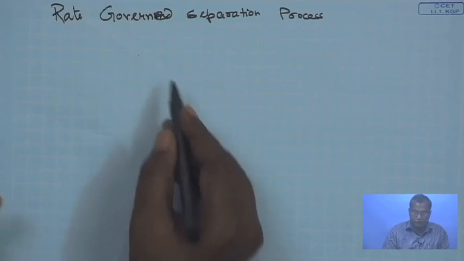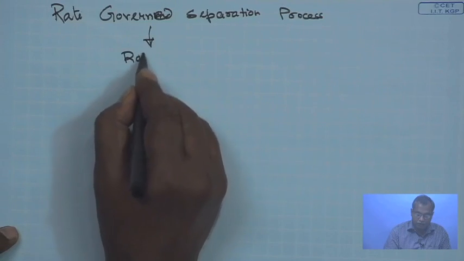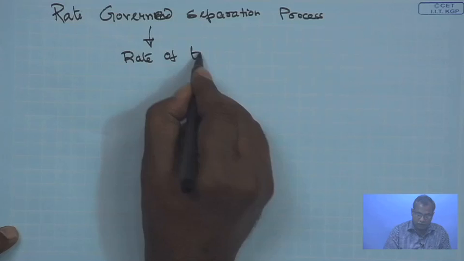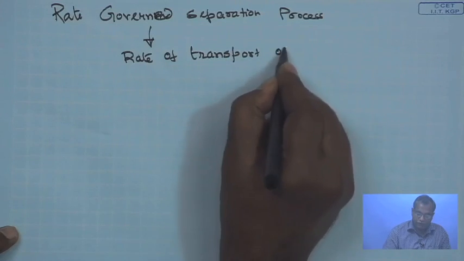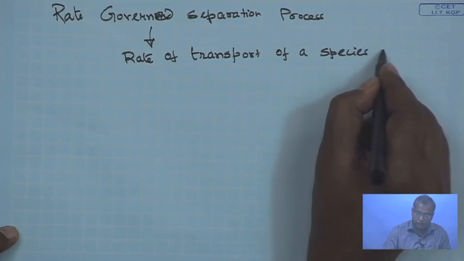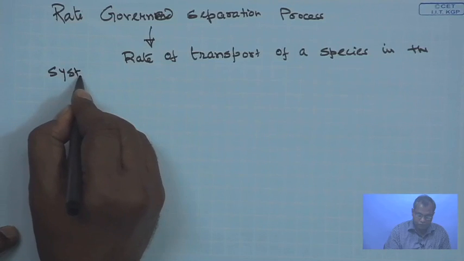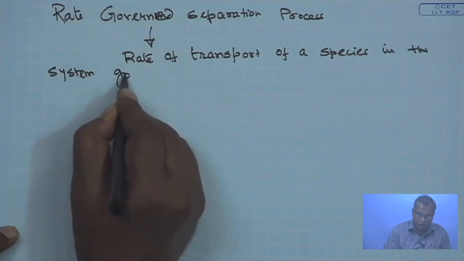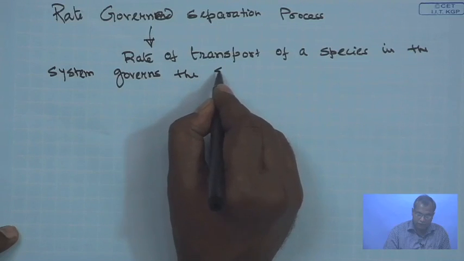The rate governed separation processes are basically those processes where the rate of transport of a species in the system governs the extent of separation.